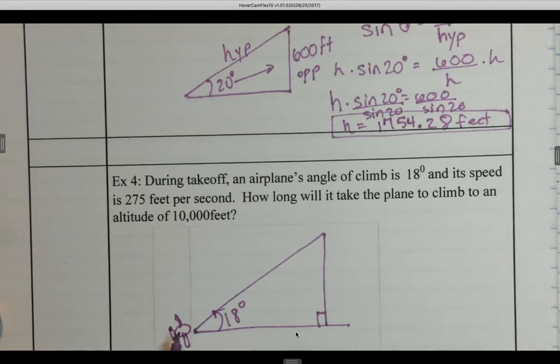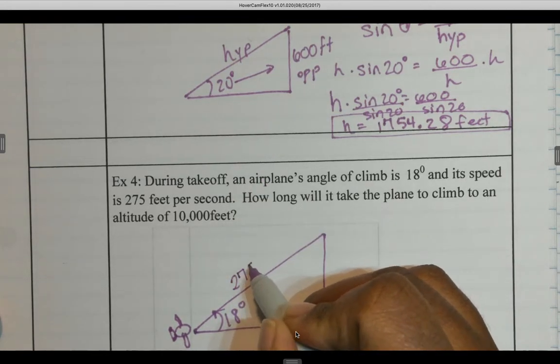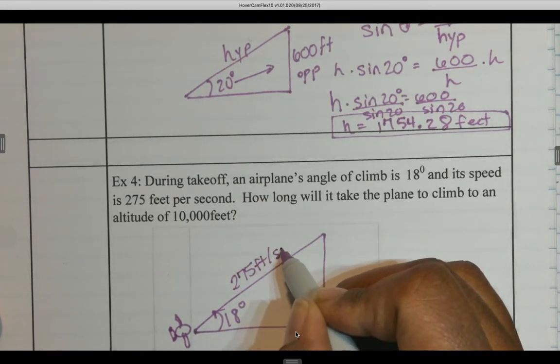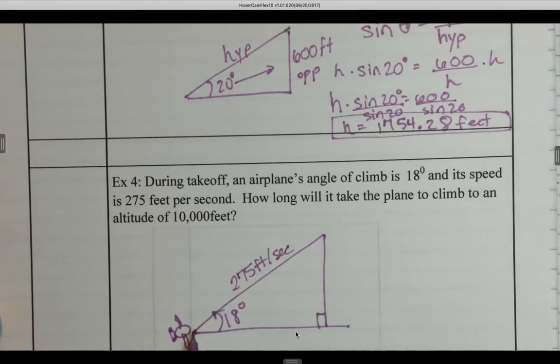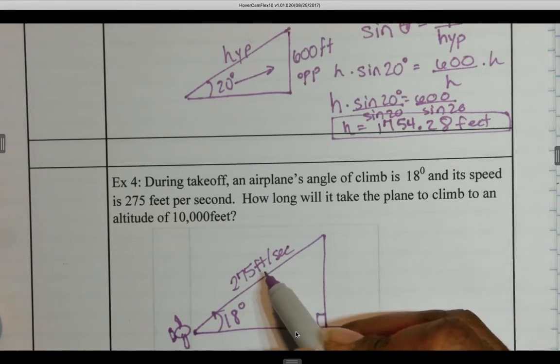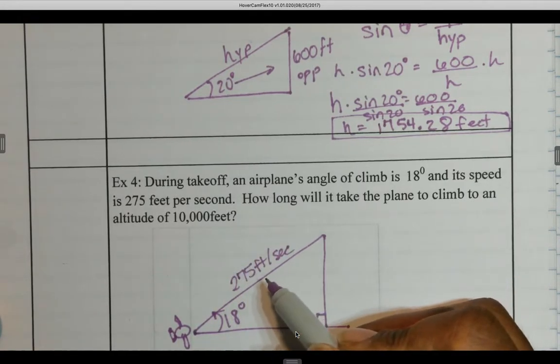If it's going at an angle of 18 degrees, 275 feet per second, that's this speed. That's the trail that it's taking. So this is 275 feet per second. After 1 second, it's already traveled 275 feet, right? And then another 275 feet every second. So I can use this. This is not the length of the side, but I can use that to figure out how long the side is.